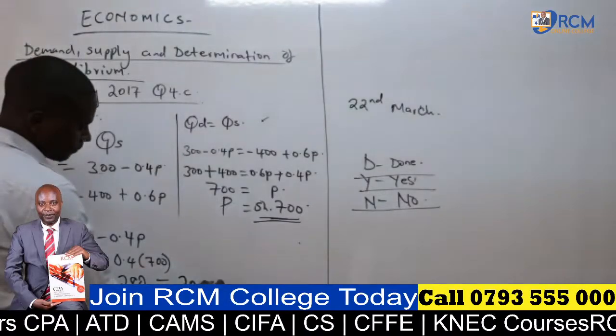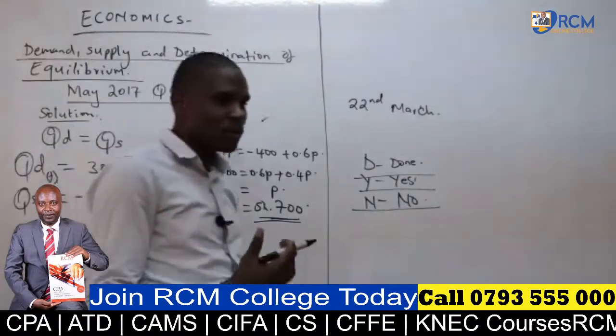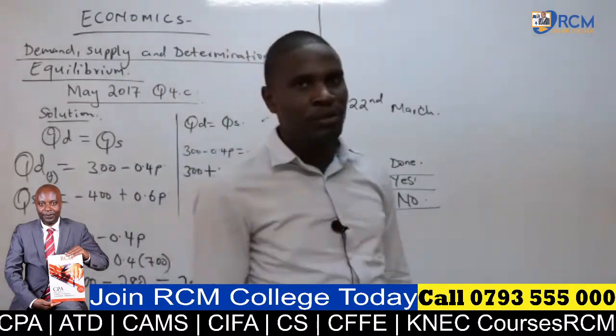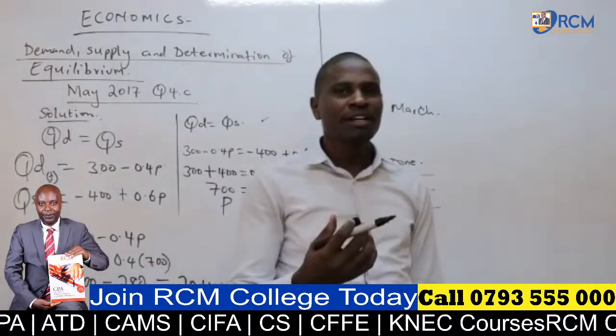Units. So the price was 700, and the quantity, maybe the quantity demanded, was what?